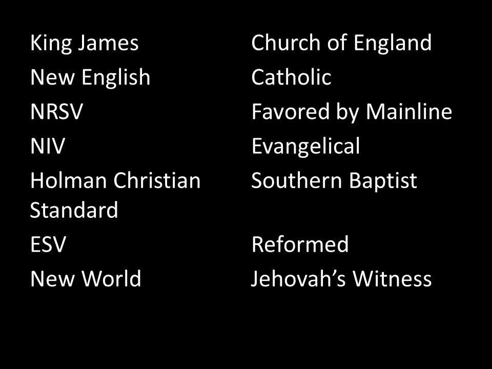The NRSV is favored by the mainline Protestant churches, such as the United Methodist Church, the Lutheran Church, the Presbyterian Church USA, whereas the NIV Bible is found in more evangelical, conservative Bible-believing churches. The Holman Christian Standard Version was translated by the Southern Baptist Church, partially to keep from having to pay royalties for their Sunday school material, but it is a good translation.